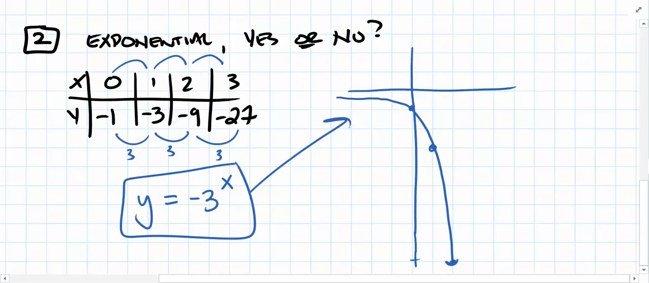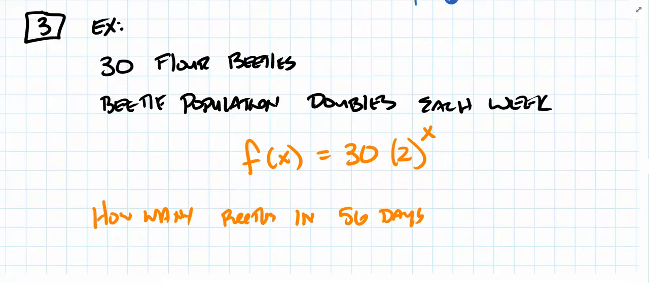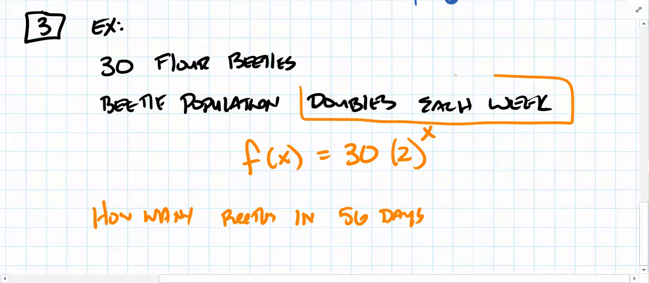Alright, so the setup is this. They say there's 30 flower beetles left alone at the start. The beetle population doubles each week. How many would there be in 56 days? So notice that we have written something that's doubling in each week. So how do you write something that doubles in each week?